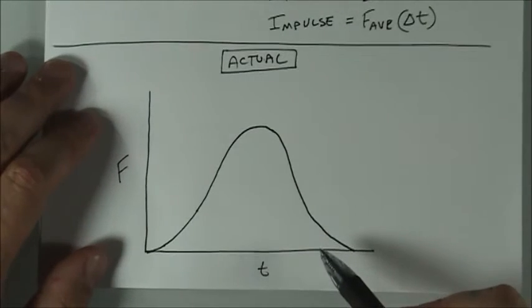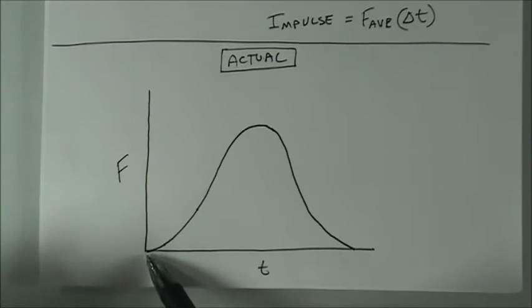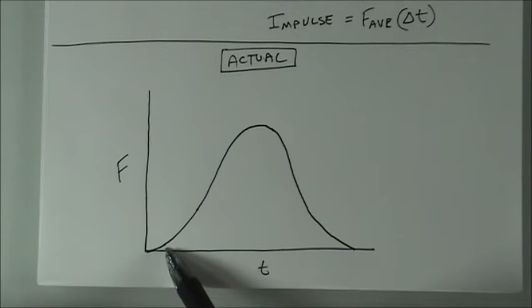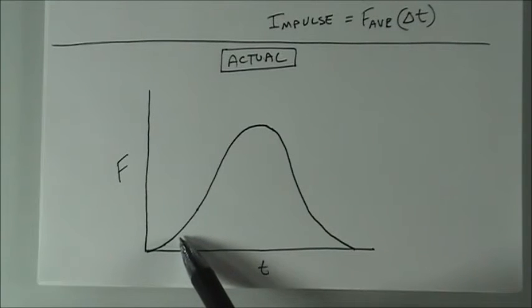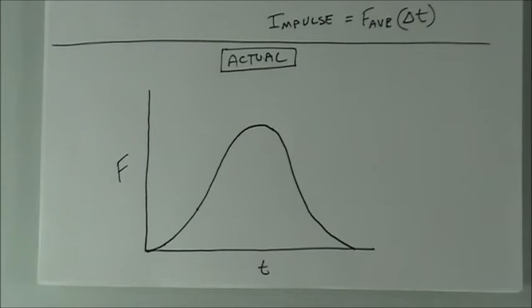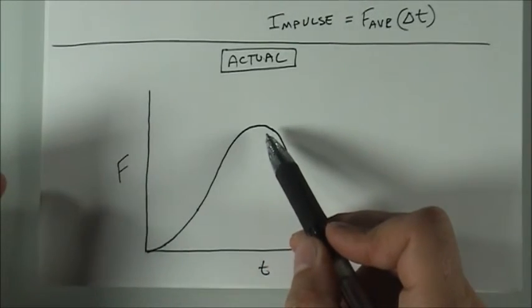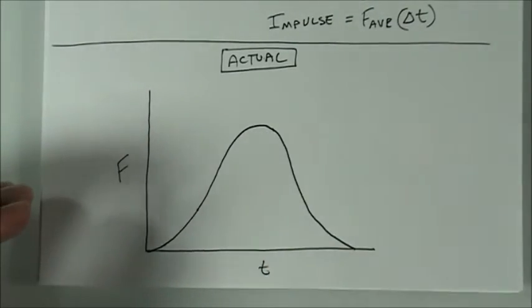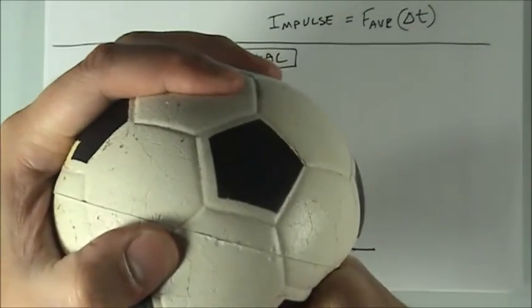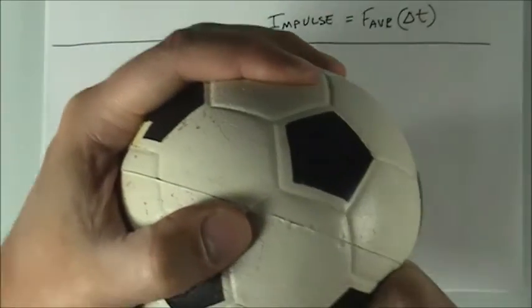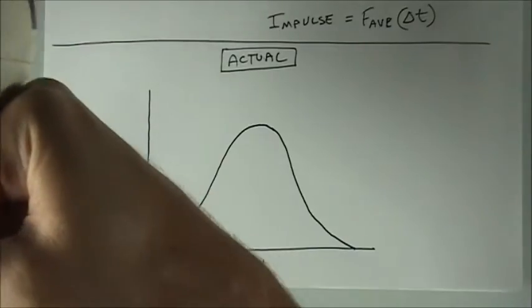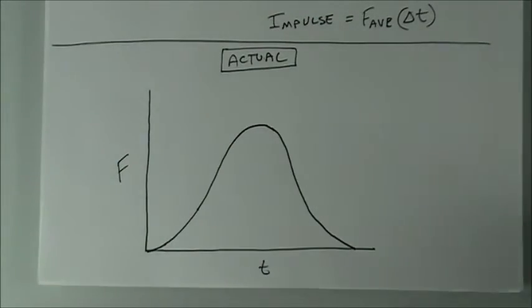So this is a much more real-world example. The force in the beginning grows very slowly, but over time, as the ball becomes more and more compressed, the force is increasing very rapidly until it reaches its maximum value. At that point, the ball cannot be compressed anymore, so it is simply being pushed along, and then the ball begins to decompress as it comes away.